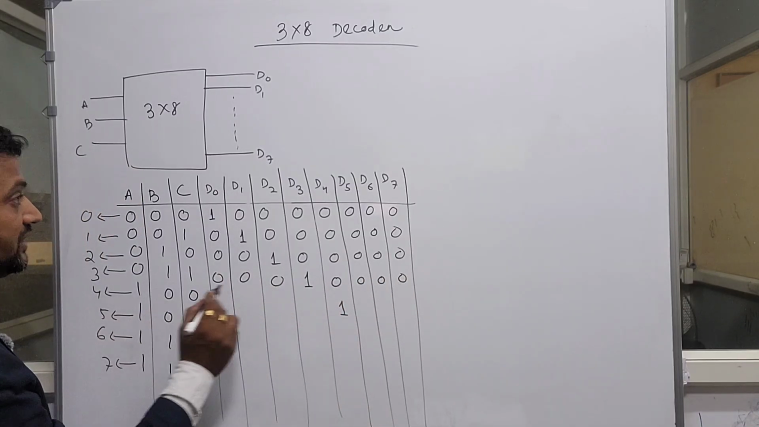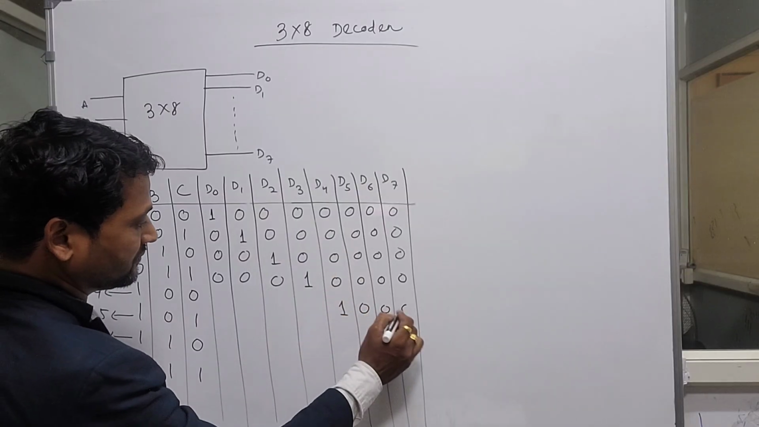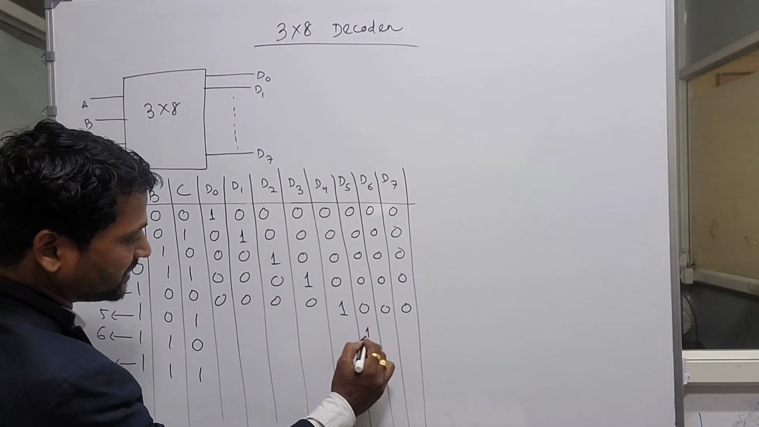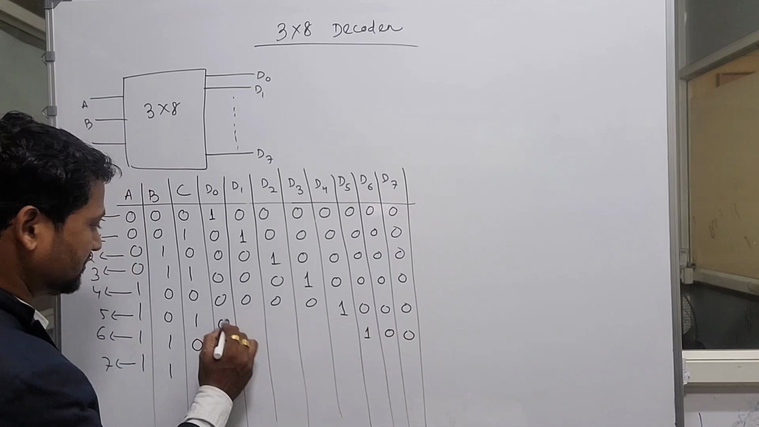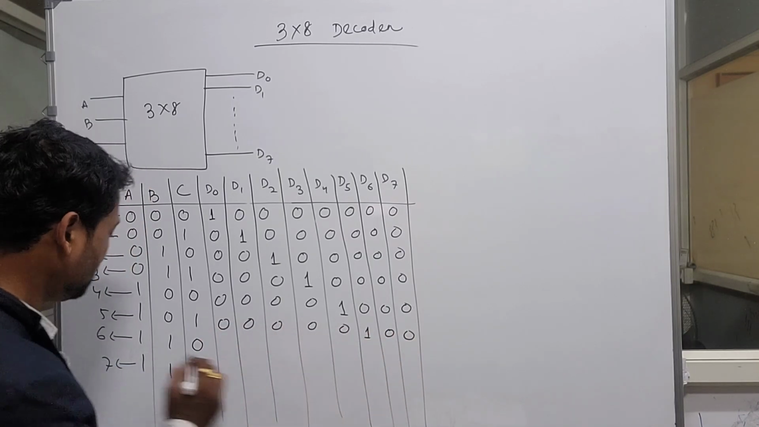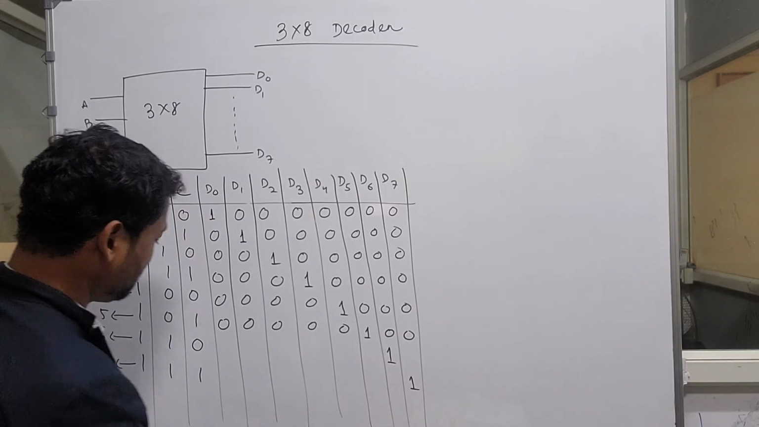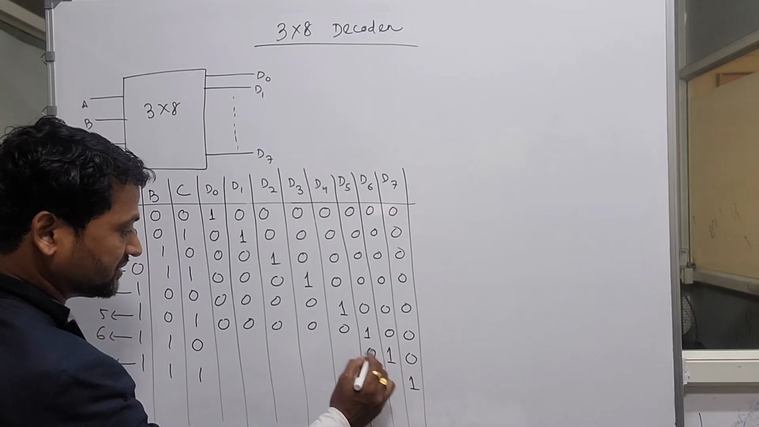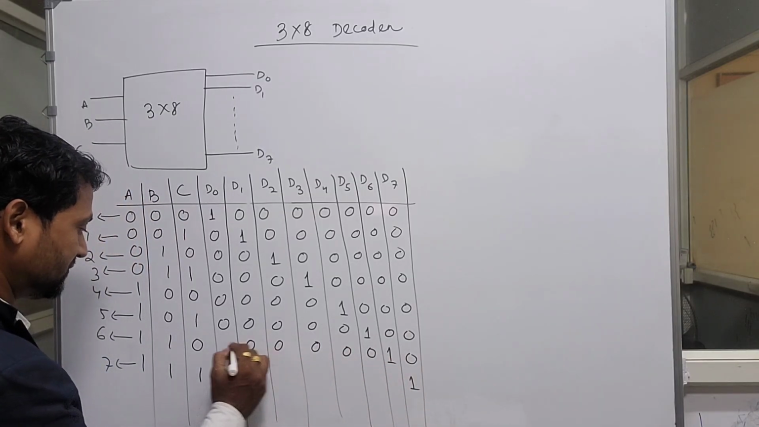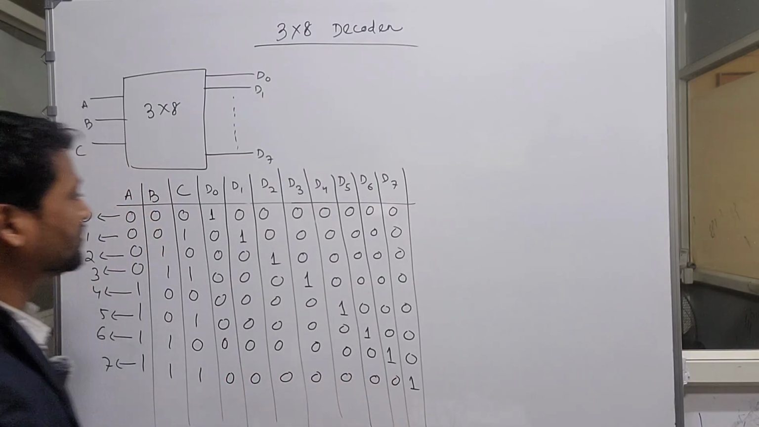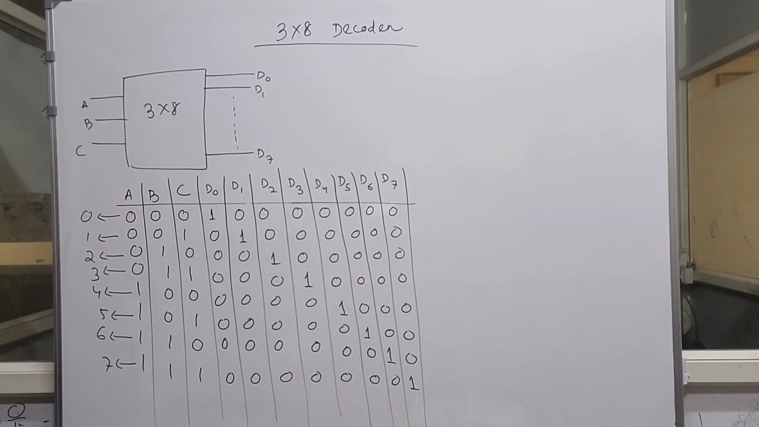and for D5, and for D6 you mention here 1, मतलब बाकी जगह में 0 डाल दो. For D6 here, and for D7 1 will be here and बाकी जगह में डाल दो 0. ठीक है. ये हो गया ट्रूथ टेबल ऑफ 3x8 डिकोडर.